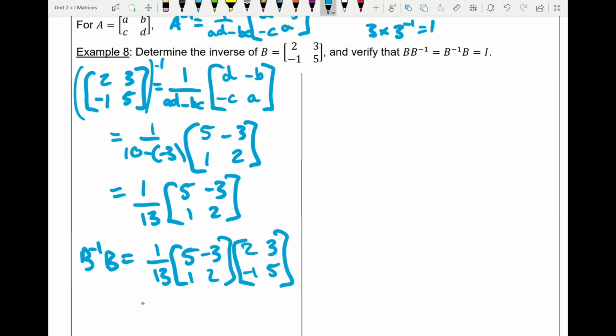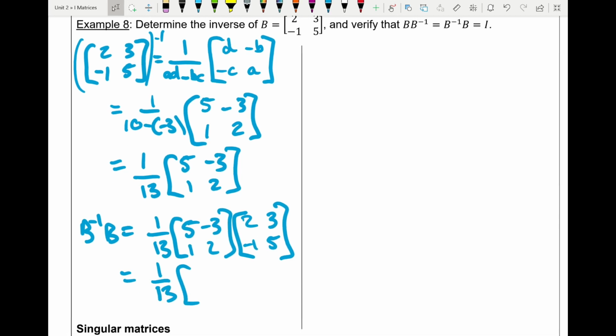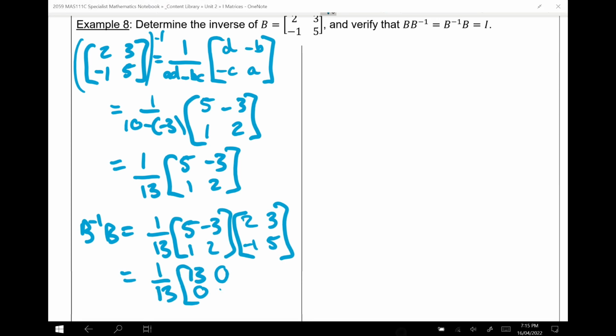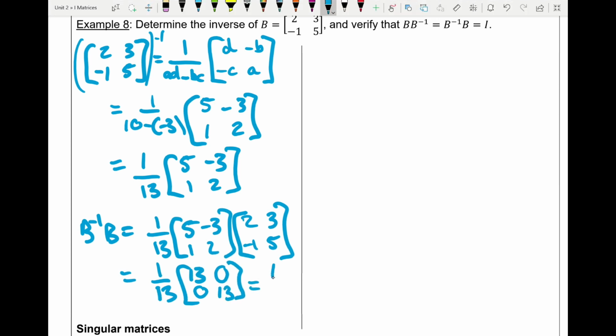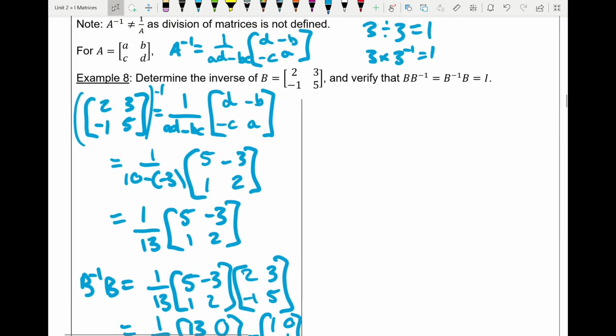And what we see here is we get 5 times 2 is 10. Negative 3 times negative 1 is positive 3, so that gives us 13. We get 5 times 3, take 3 times 5 is 0. 1 times 2, take 2 times 1 is 0. And then 1 times 3 plus 2 times 5 is 13. So we can see this is just the identity matrix, as expected. Let's make sure it works the other way and that it isn't just a fluke.